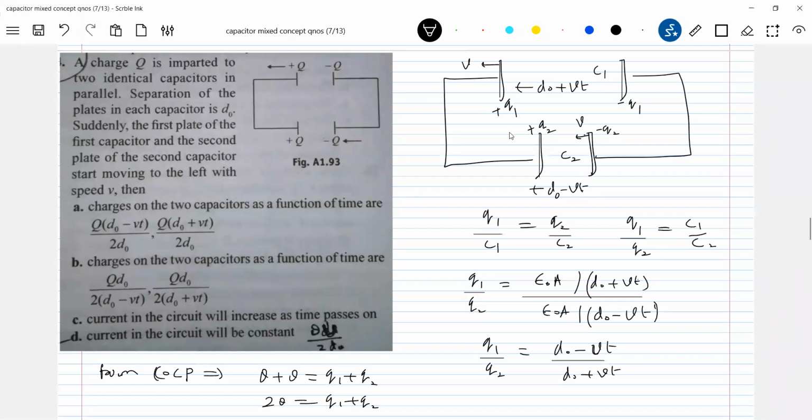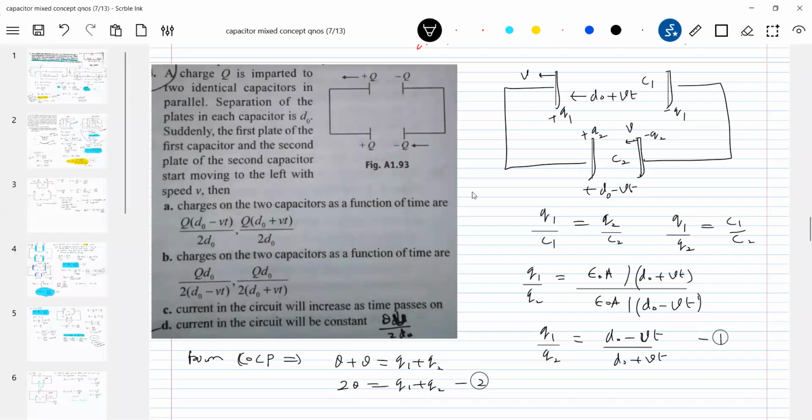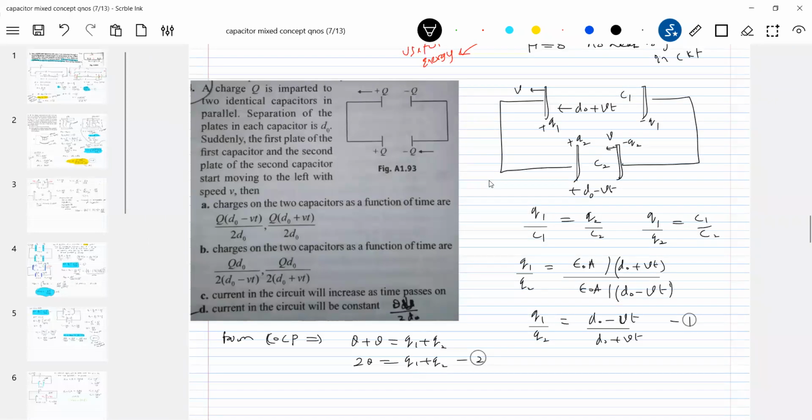Okay, there's equation 1, and this is equation 2. We'll solve for Q1 and Q2, then we'll see that. First, charge and current both are asked. So we already have some idea of current. What is the current? Rate of flow of charge. Rate of flow of charge constitutes the current.